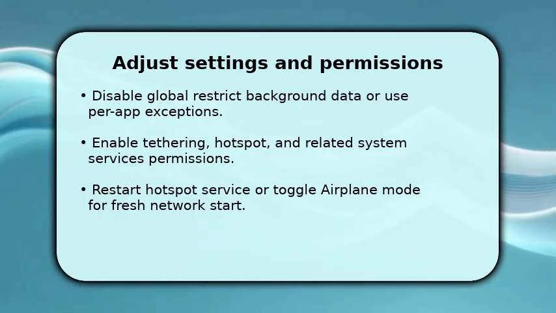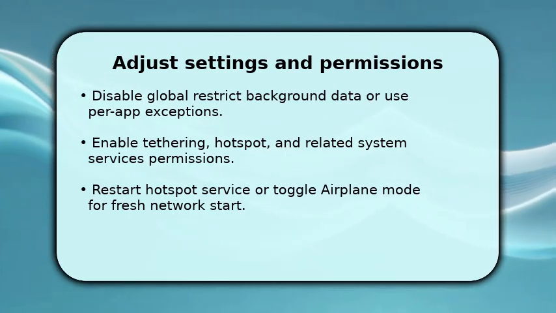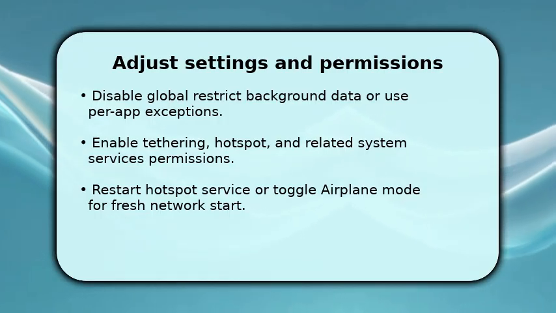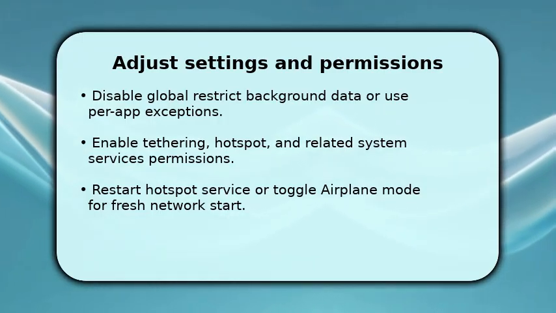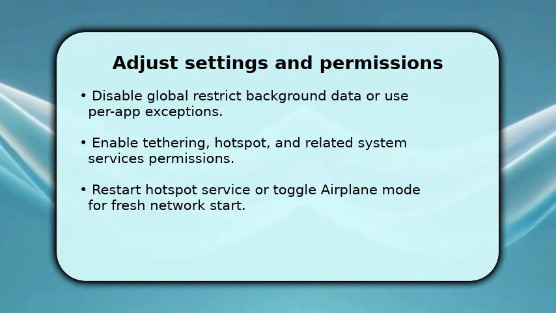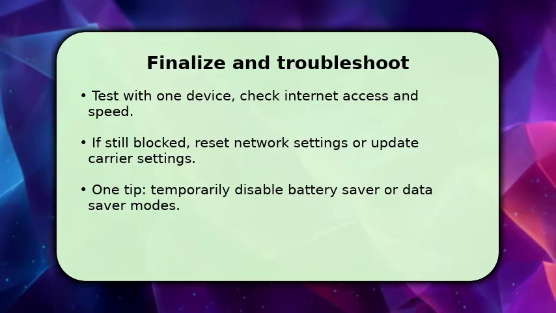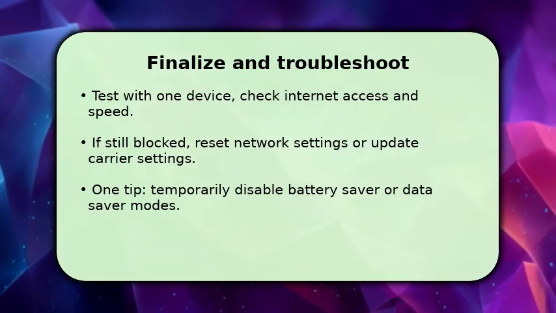After changing permissions, restart the hotspot service. If it still fails, toggle airplane mode briefly to reset radios. You do this because network services often cache states, and a quick reset forces them to renegotiate connectivity with the new settings. To finish, test the hotspot with a single device and verify internet access.